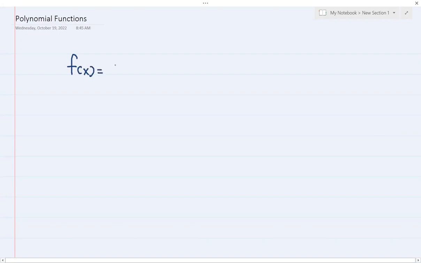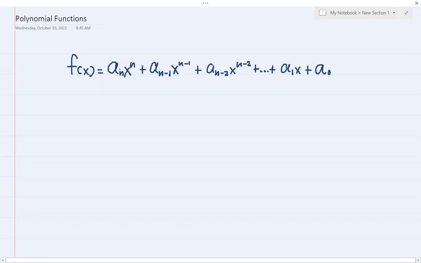The general form of your polynomial function is a sub n times x raised to n plus a sub n minus 1 times x raised to n minus 1 plus a sub n minus 2 times x raised to n minus 2 plus many more individual parts, until we've reached a sub 1 times x plus a sub 0. There we go.